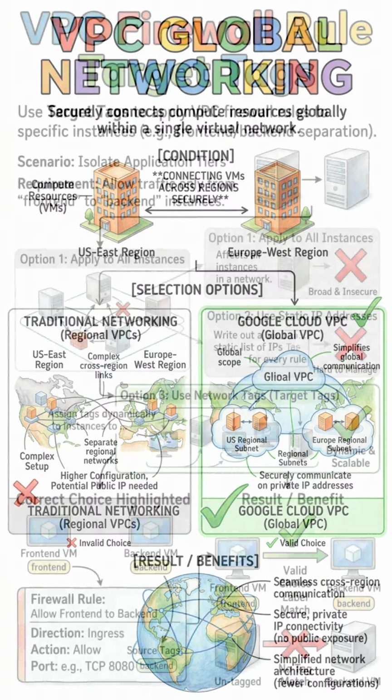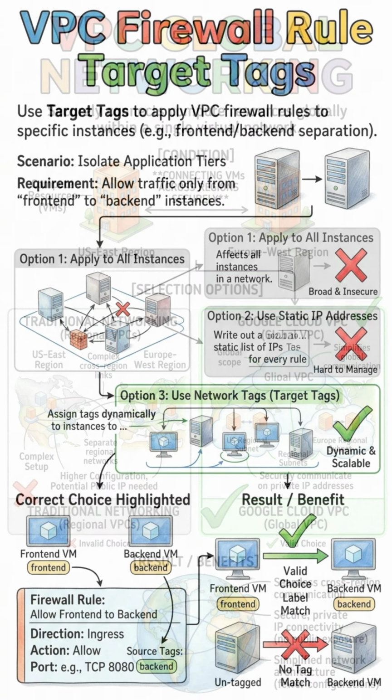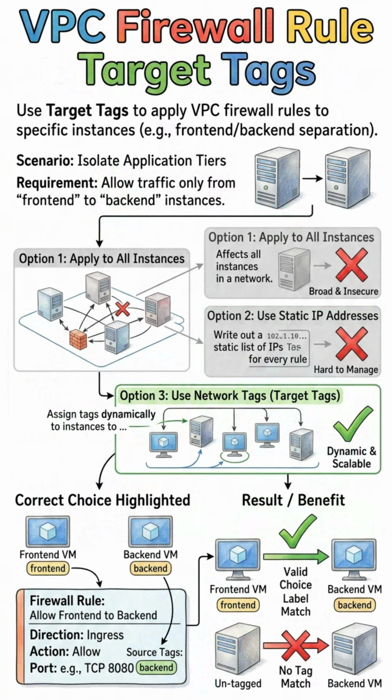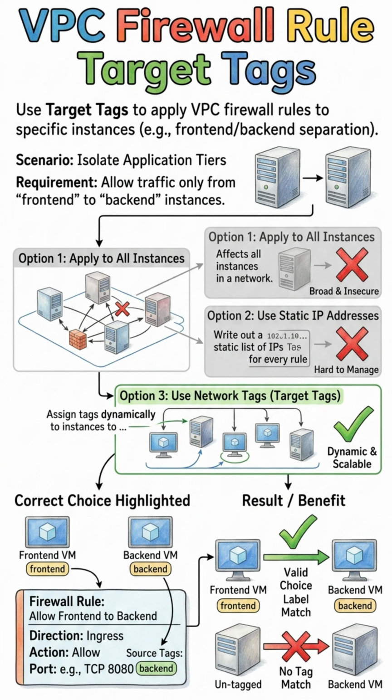Controlling traffic entering and leaving your network is handled by VPC firewall rules. These rules are defined at the network level and can be applied to specific instances using network tags or service accounts. Exam scenarios often ask how to isolate application tiers, so using target tags to restrict access between front-end and back-end servers is a vital strategy.